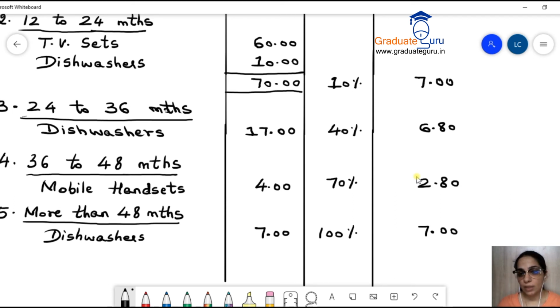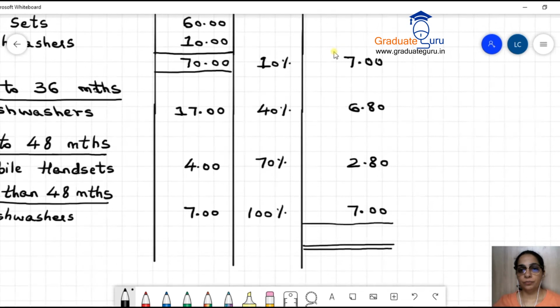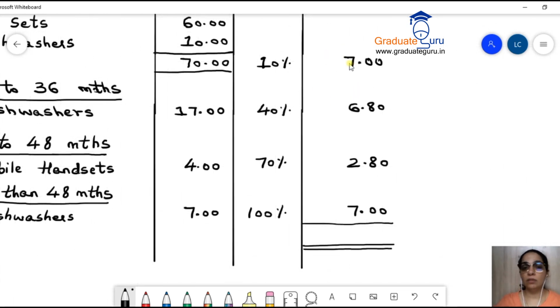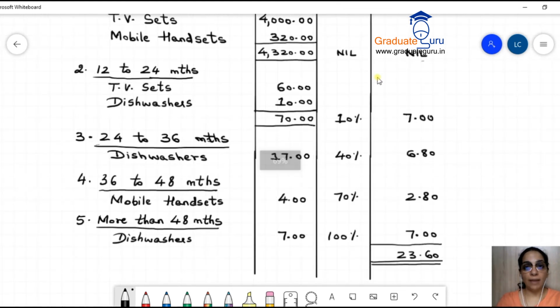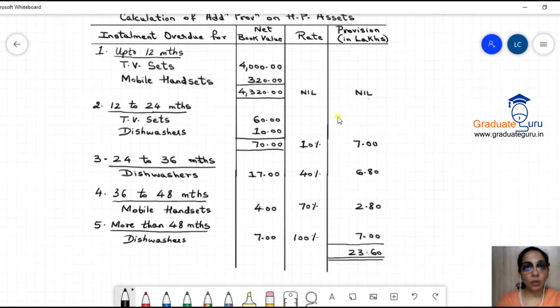Okay. So, let's take a total of our provisions. It starts with this, that is 7. So, let's add 7 plus 6.8 plus 2.8 plus 7 and that gives us 23.60, which is in lakhs again, 23.60 lakhs. So, this is the total additional provision which the NBFC will have to maintain. Okay. So, I hope you've understood this part.